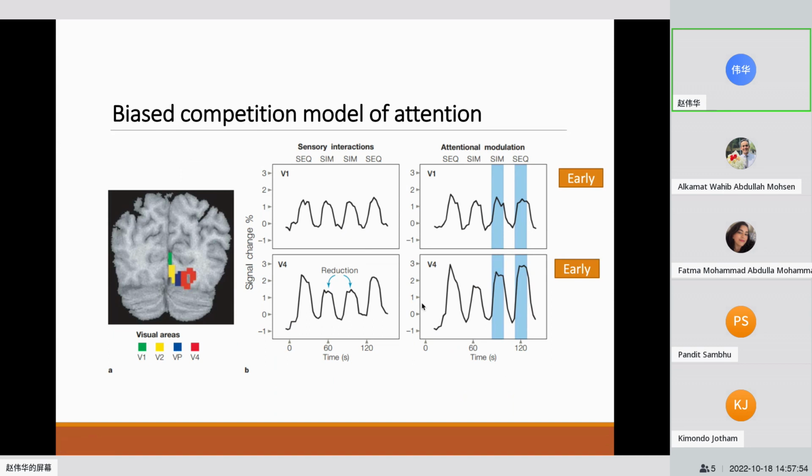In addition, when two nearby stimuli are simultaneously presented, the stimuli interfered with each other and the neural response evoked by each stimulus was reduced. So here we can see the activity in V4 was reduced compared to when one stimulus was presented alone. So here it's SIM, simultaneous, compared to SEQ. The neural response was decreased.